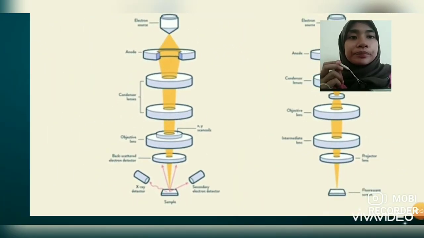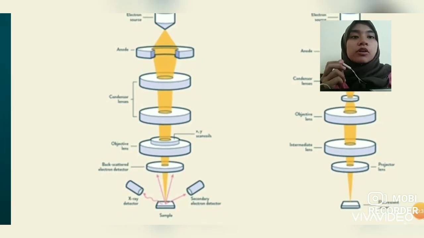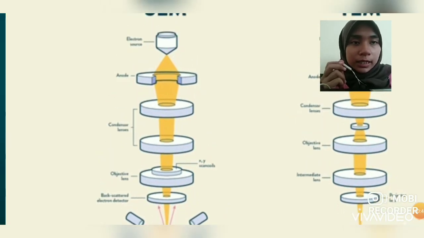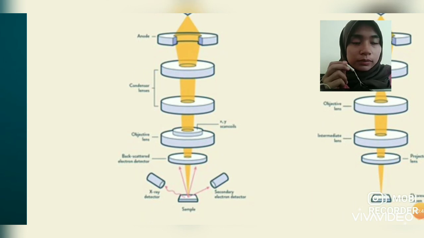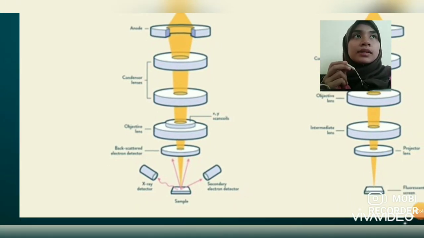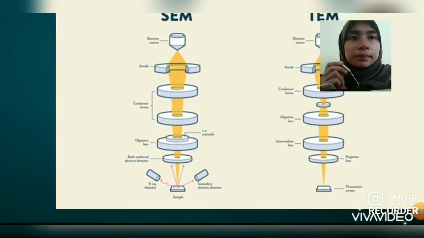For SEM, the sample is positioned at the bottom of the electron column. As you can see, it is positioned on top of the objective lens, and the scattered electrons are captured by the electron detectors. As Iza presented before, SEM has 3 types of detectors.